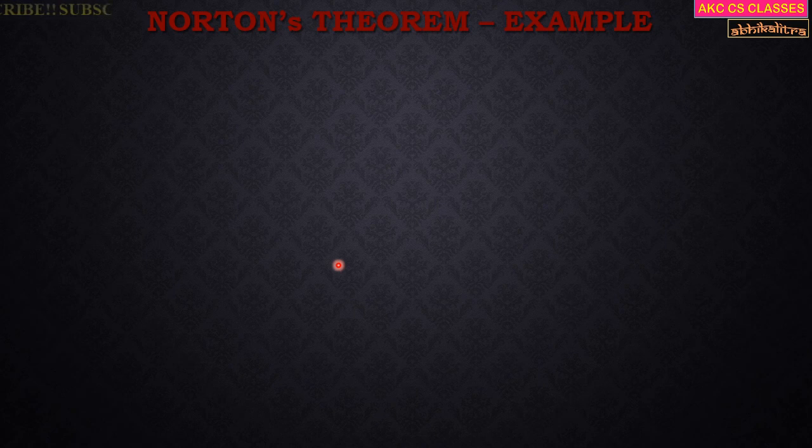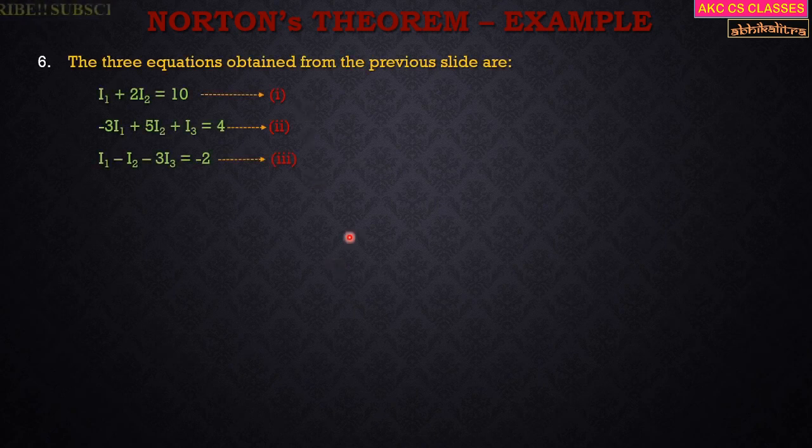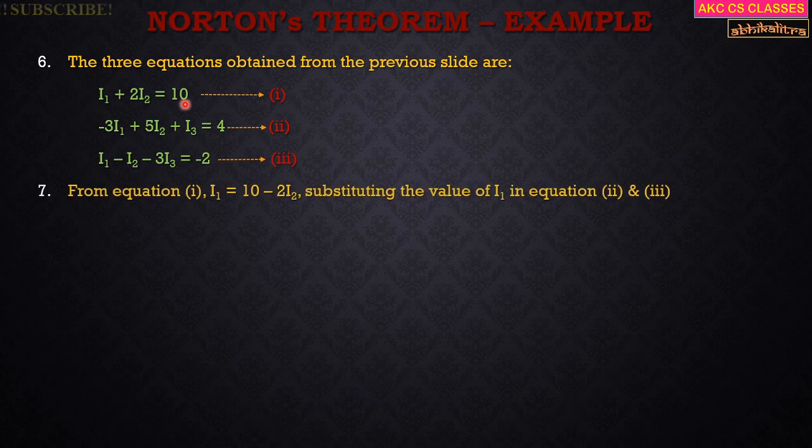Before solving for I3, we will take all the 3 equations for our reference. So these are the 3 different equations. Now from equation 1, we will get I1 as 10 minus 2 times I2. We will substitute the value of I1 in equations 2 and 3. When we substitute I1 in equations 2 and 3, we obviously get 2 new equations which contain only 2 variables, I2 and I3. Then we can easily solve for I3.